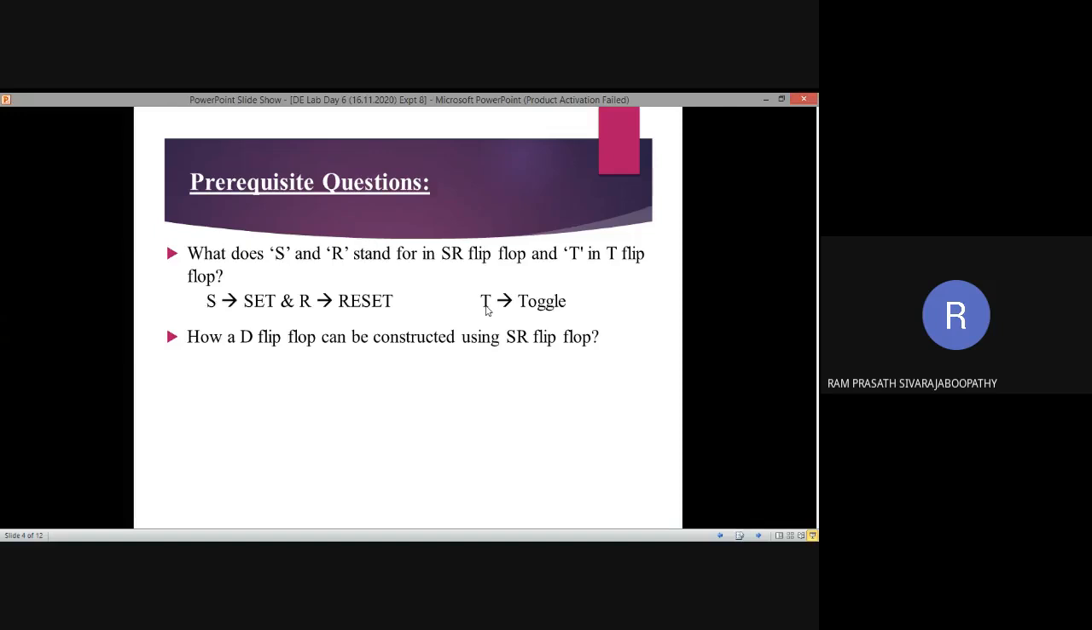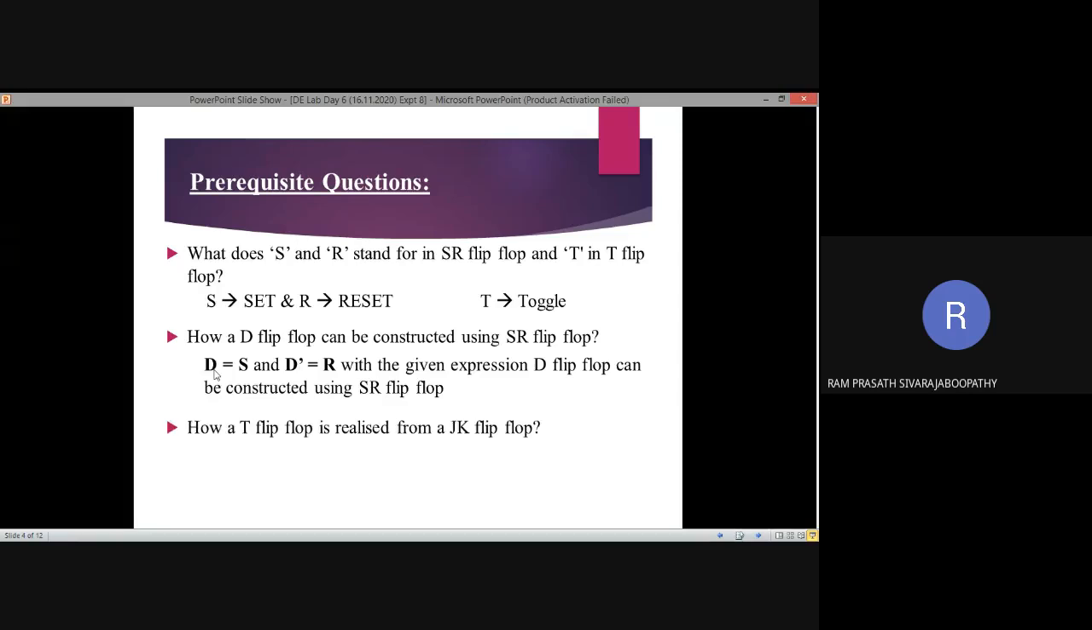The input D must be given directly to S. But what must be the input given to R? Yes, inverted input. D equal to S and D bar equal to R. So R must be given with D bar. S must be given with D. So that it will work as a D flip-flop.